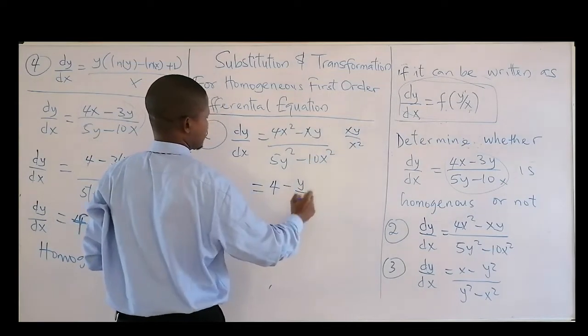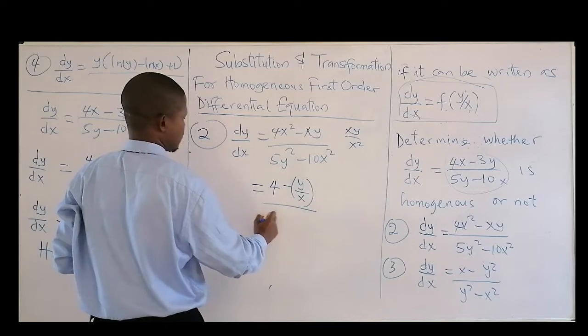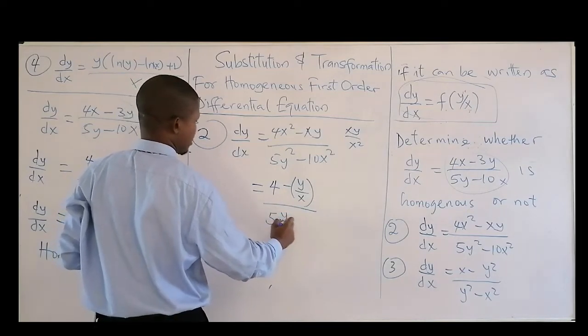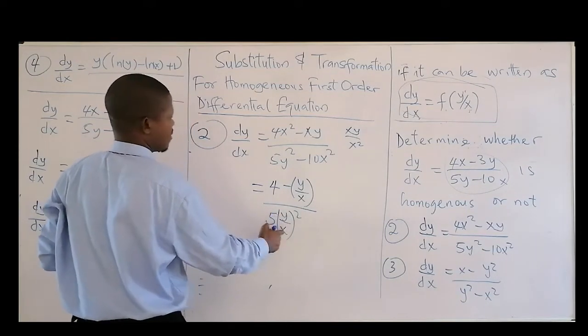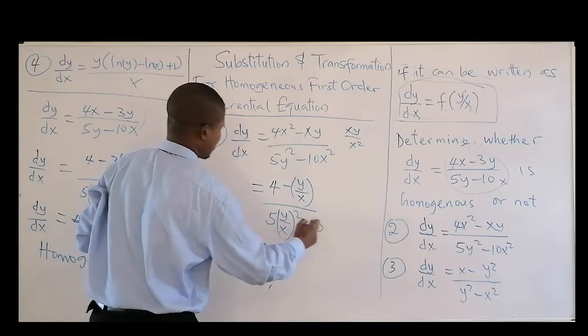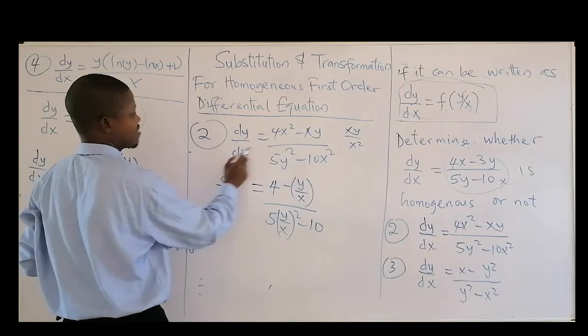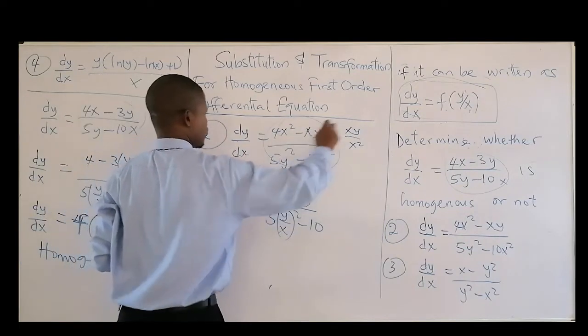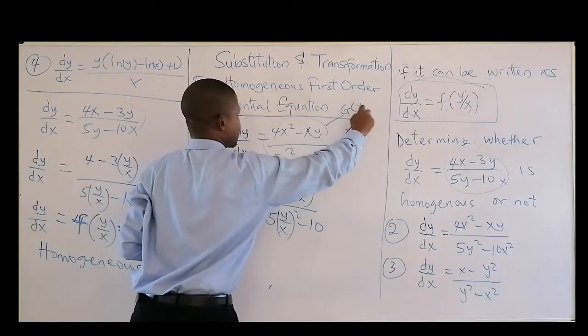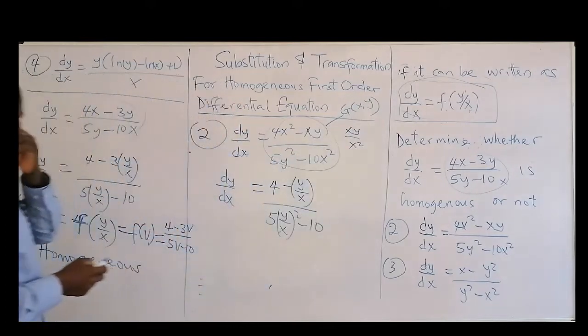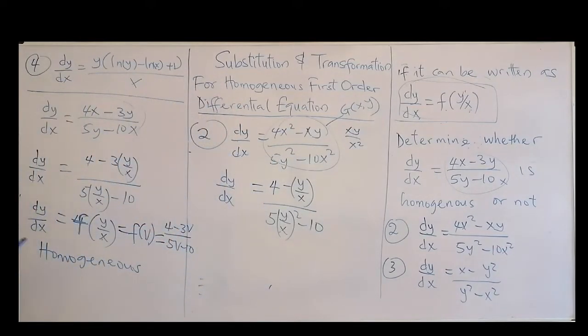So you have y over x here, and that's equal to 5 y over x squared, y squared over x squared, then minus what? Minus 10. So this is your dy/dx. And don't forget that the expression here is what we call g as a function of x and y.